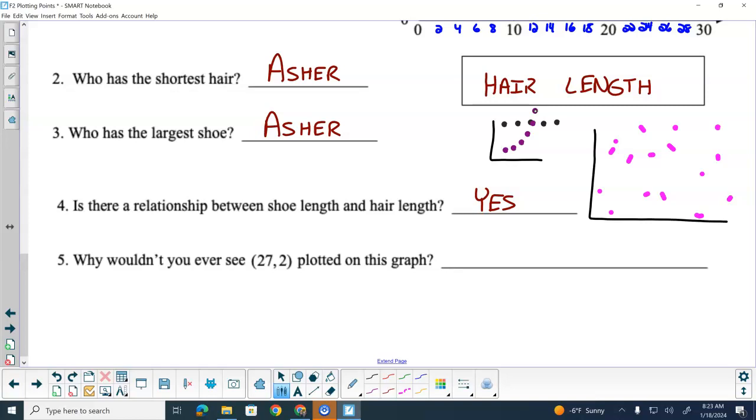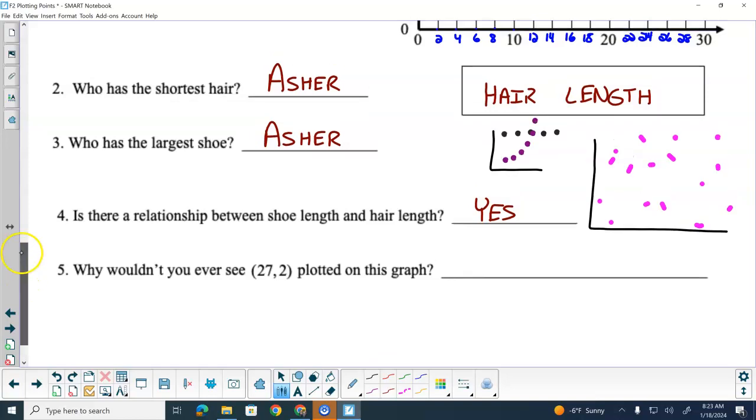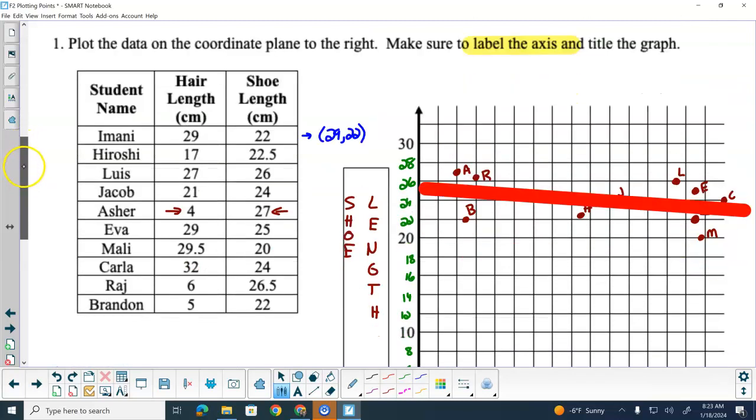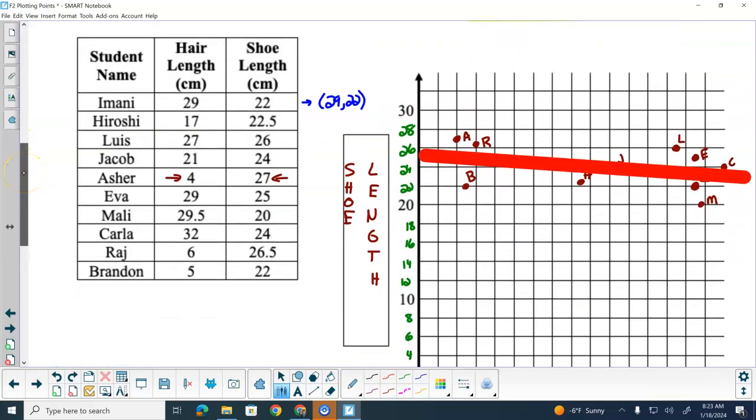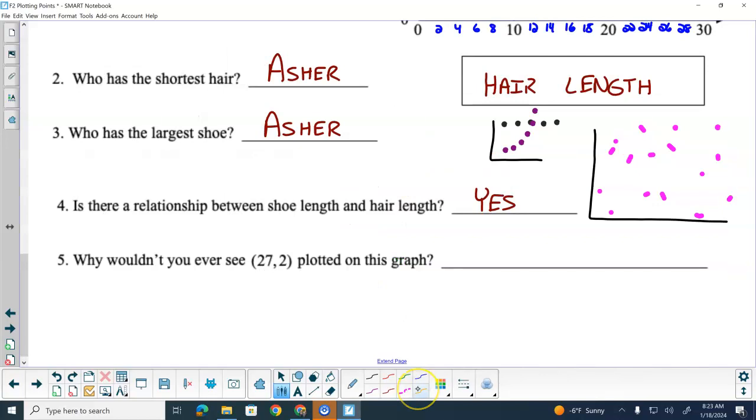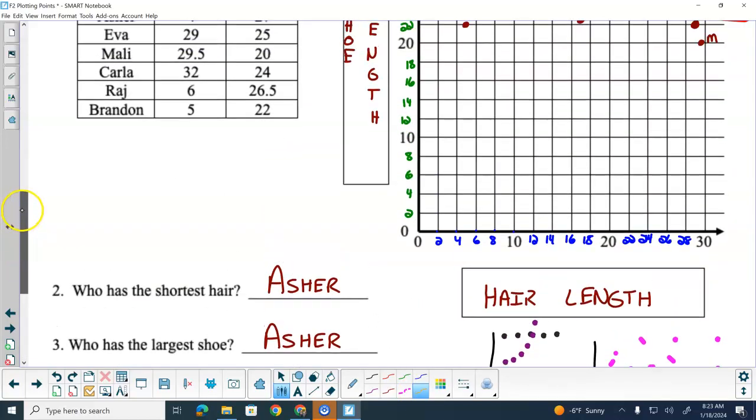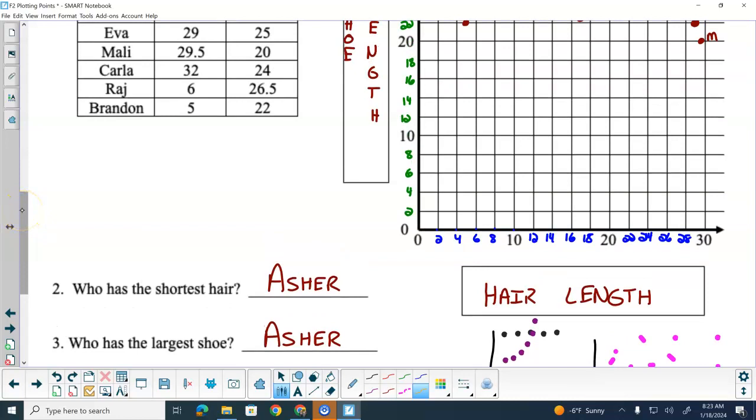Why wouldn't you ever see 27, 2 plotted on this graph? Ooh, that's a good question. Why wouldn't we see 27, 2 plotted on this graph? That would be right in here. It would be 27, 2.